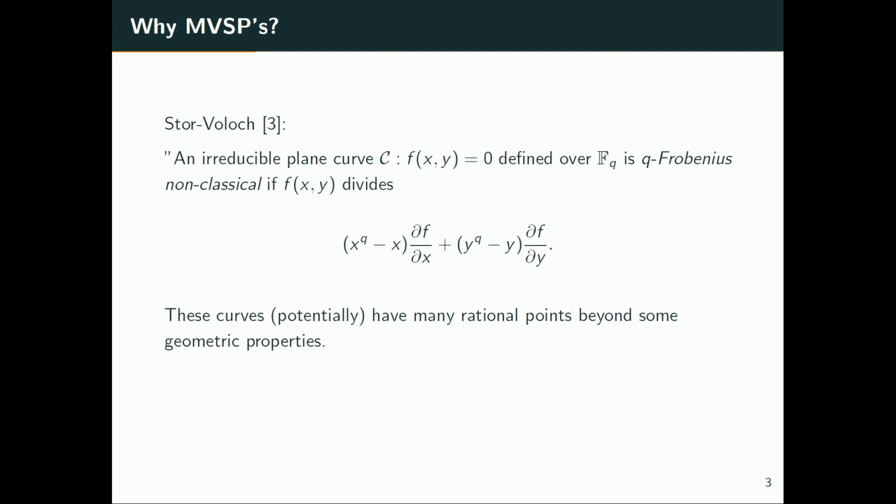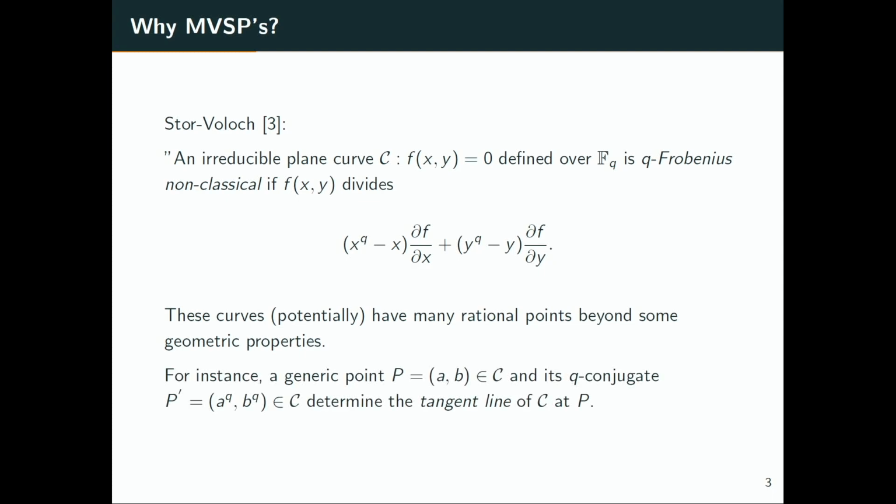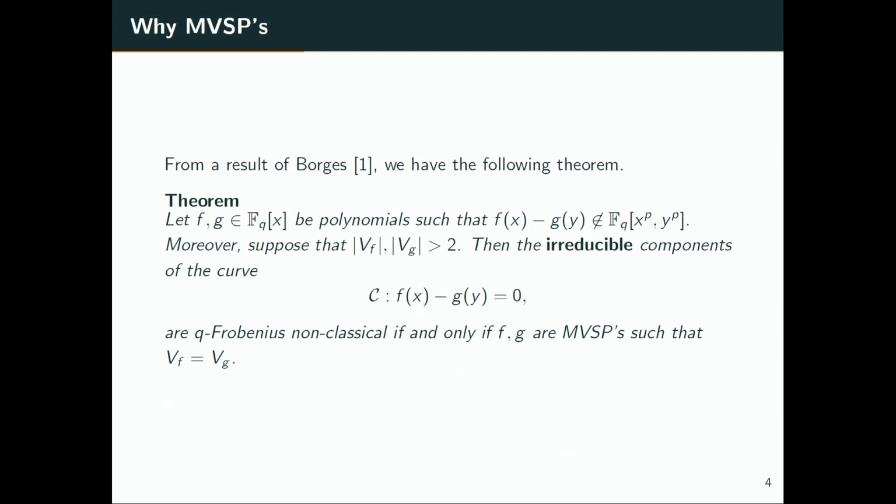One of them is that they have potentially many rational points beyond some geometric properties. If I'm not wrong, you can deduce from this condition that we have this interesting geometric property. If you take the Q conjugate of a point on a curve, these 2 points determine the tangent line of the curve at this point P. And so there is a result from Erivelto just relating MVSPs and Frobenius non-classical curves.